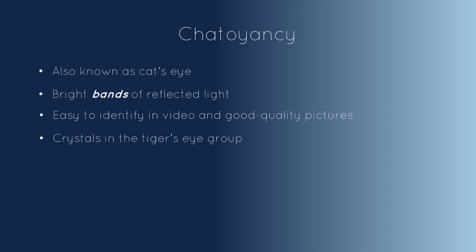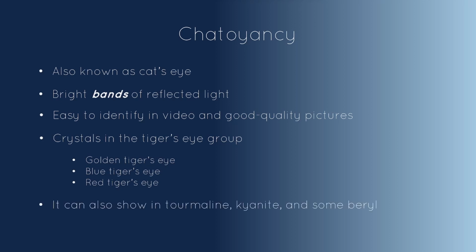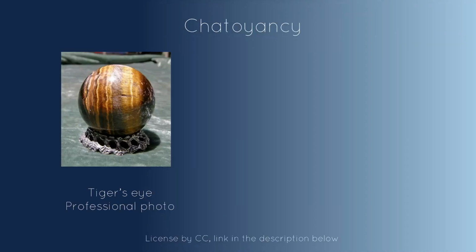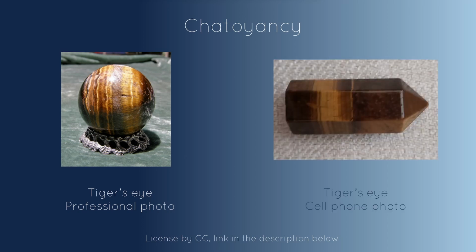And the crystal group where you can see this property very clearly and beautifully are those in the tiger's eye group. Golden tiger's eye, blue tiger's eye, red tiger's eye, and it can also show in tourmaline, kyanite, and some beryls. So here's the picture of tiger's eye. It's a professional photo, and you can see clearly the bands of light. Now the picture on the right is made with a cell phone, not such a bright light, but you can still see the bands of color.